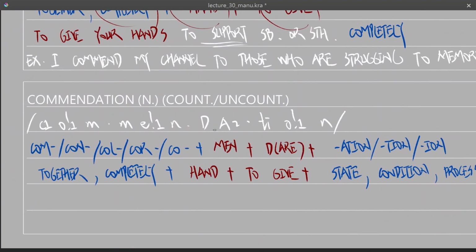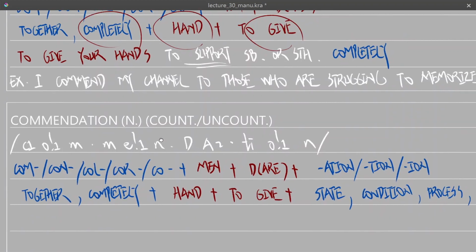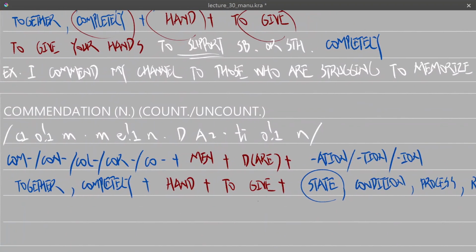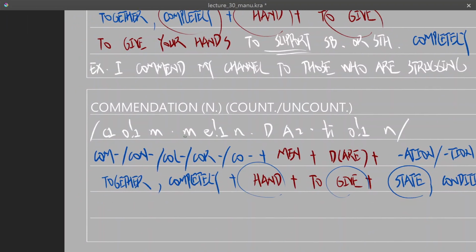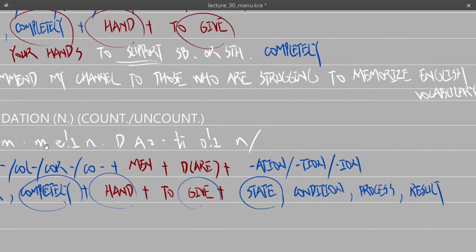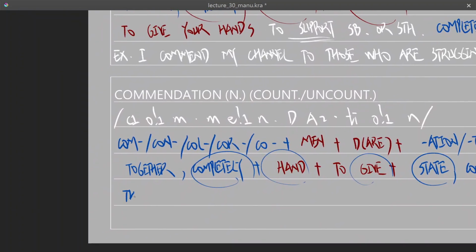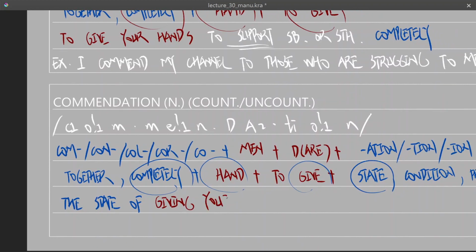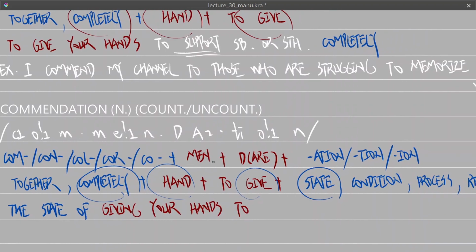Alright, so commendation literally means what? It means the state of giving your hands to support somebody or something completely. That's it. Quite simple. The state of giving your hands to support.